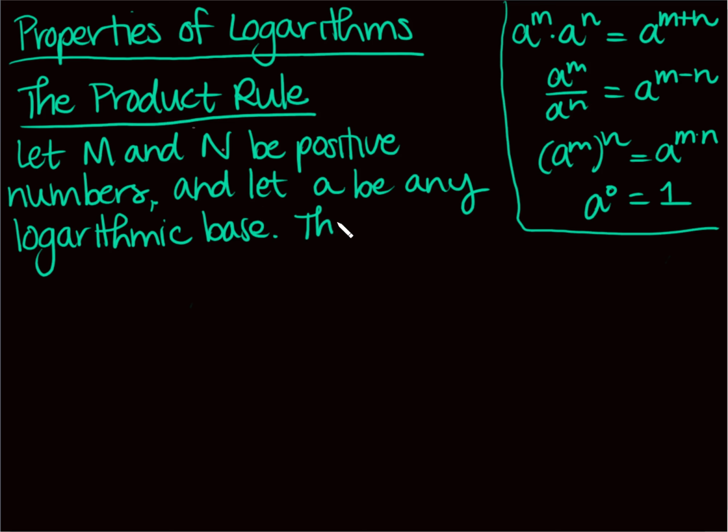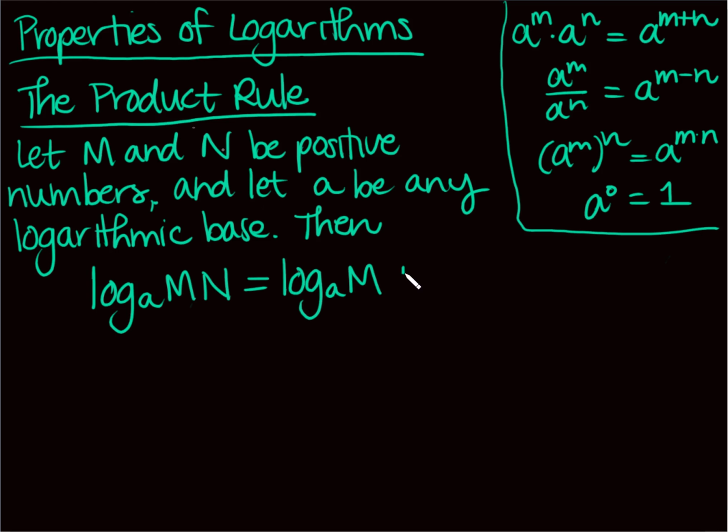If that is true, then here's what I know. Let M and N be any positive numbers. Then I know that log base a of M times N. Let's look back up here, you guys. What happened when I multiplied two like bases? What do I do to their exponents? It becomes addition. That is what happens here with this property of logarithms. This is the product rule, and multiplication becomes addition, with something a little bit different because we have a log in there. Another way to say that is that the logarithm of the product is the sum of the logarithms.